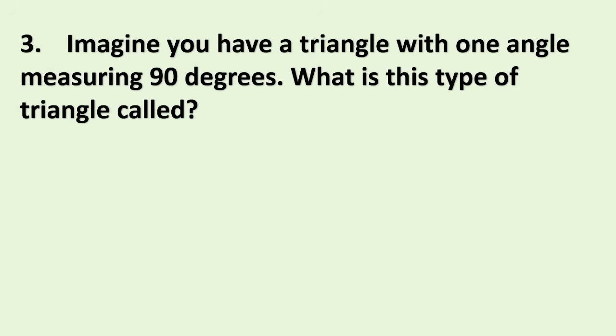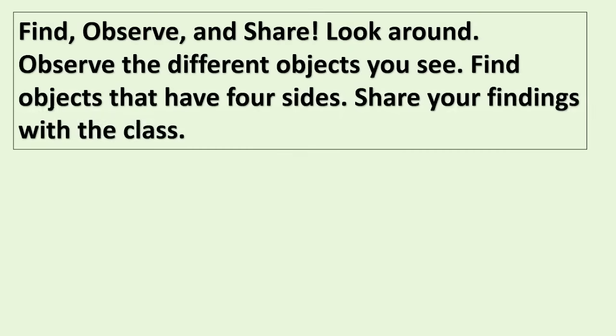Number 3. Imagine you have a triangle with one angle measuring 90 degrees. What is this type of triangle called? The answer is right triangle. Find, observe, and share. Look around. Observe the different objects you see, and find objects that have 4 sides. Share your findings with the class.